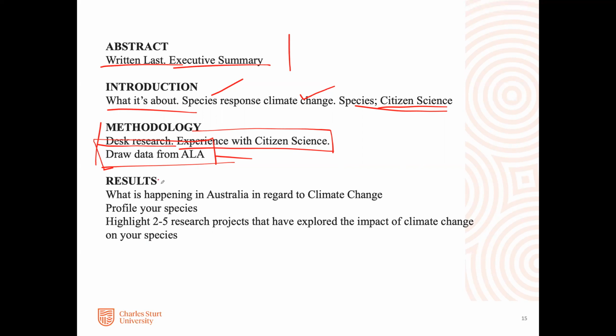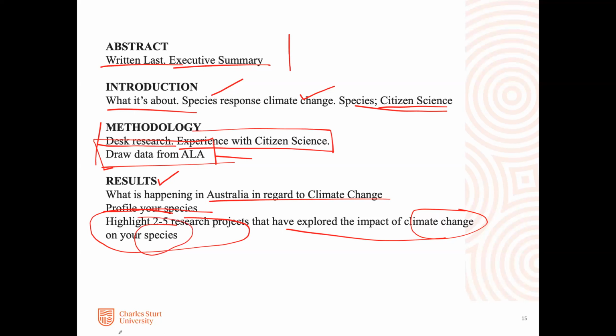So in the results section, you've read all about your species and climate change. In your results, you're going to say, this is the situation in Australia with climate change. You're going to profile your species, and you're going to talk about 2 to 5 research projects that you've got from Google Scholar and supported with information from the ALA, that explore the impact of climate change on your species.